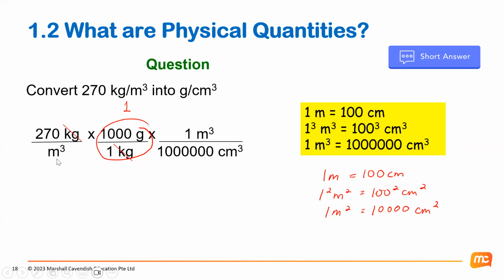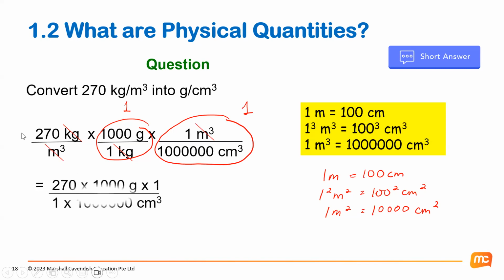So over here, I can cancel away my kg. Next, I need to get rid of my meter cube. So I put my meter cube at the top and my cm cube at the bottom because I want to change it into cm cube. Based on your side working, you should know that 1 meter cube is 1 million cm cube. So again, this fraction is equivalent to 1. And again, I can cancel away my meter cube. So I will be left with 270 times 1,000 grams times 1 over 1 million cm cube.